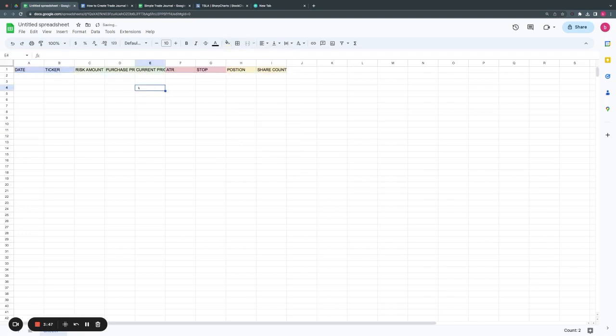Do a little red here, a little yellow here. The first thing that we're going to want to do, if we're just going to do an example here, is look at a specific stock. We'll just pretend we're looking at Tesla.